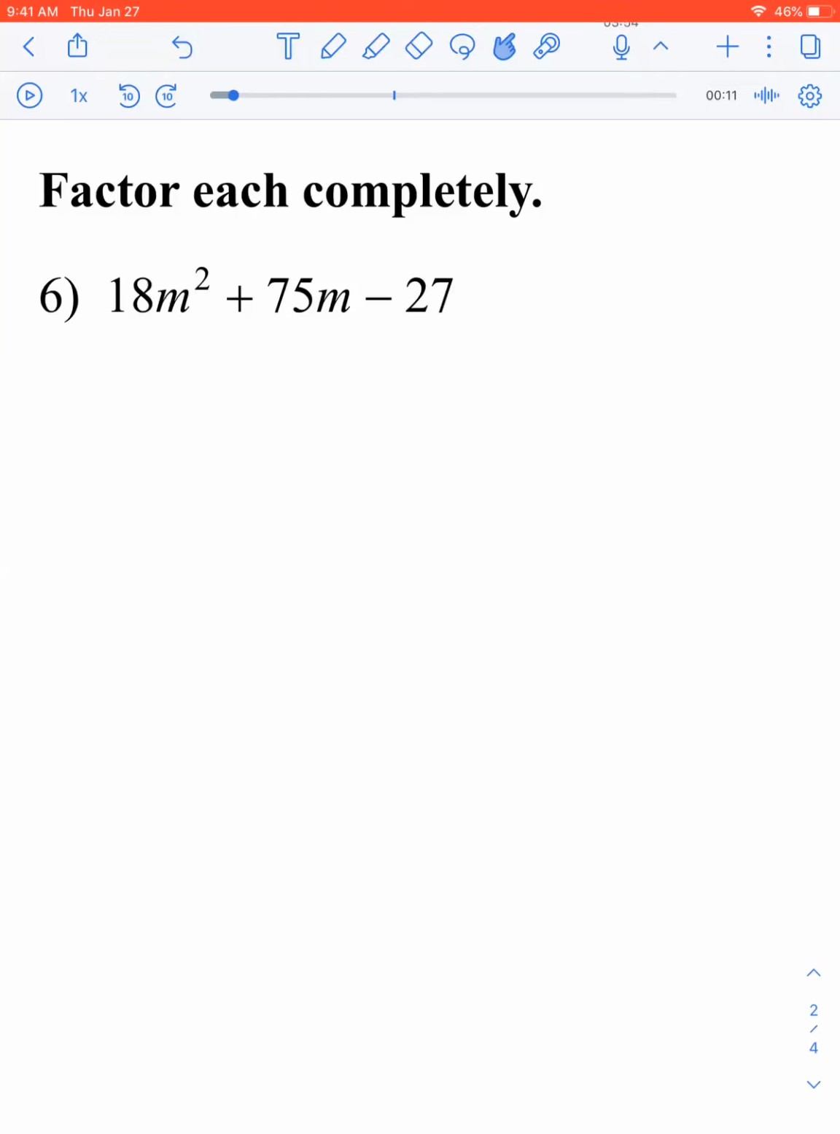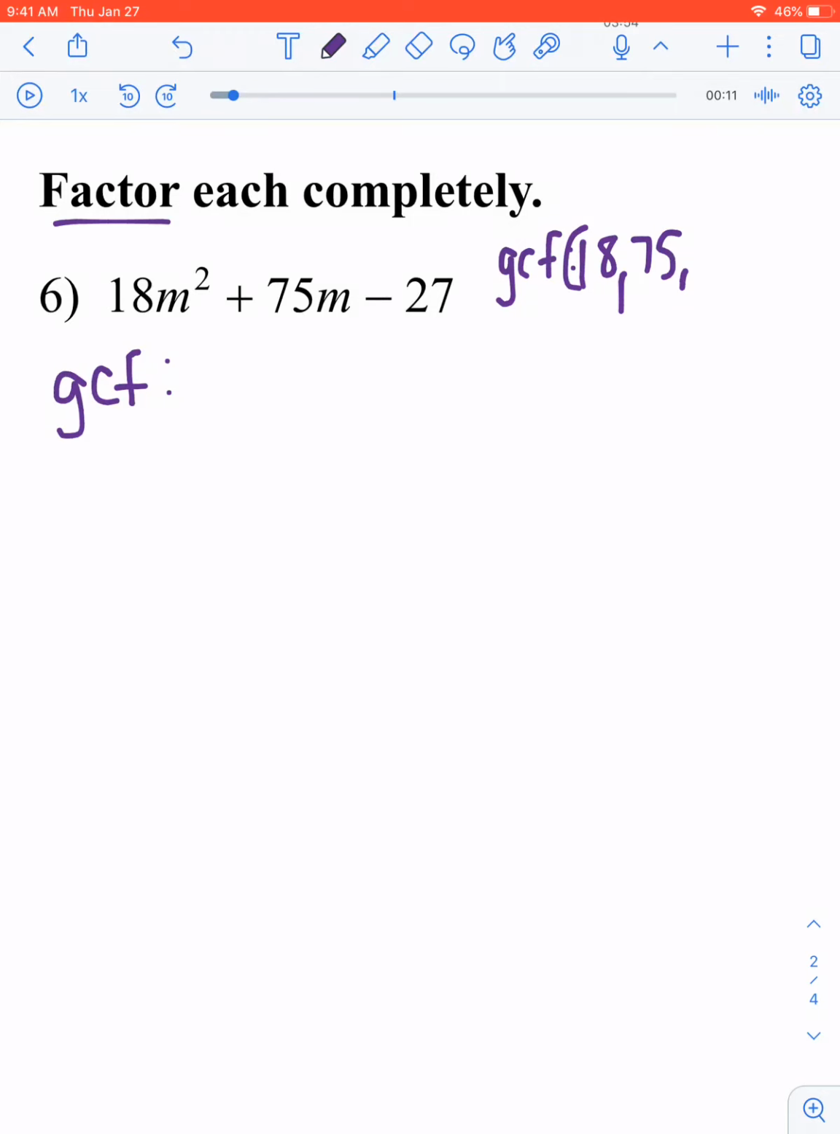Hope you watch this till the end because I'm also going to give you a hint on one of the other questions that's on the test. So the first thing you do when you factor is you find the GCF. So I'm going to find the GCF of 18, 75, and 27. The way you do this is GCF, open parentheses, 18, comma, 75, comma, 27.